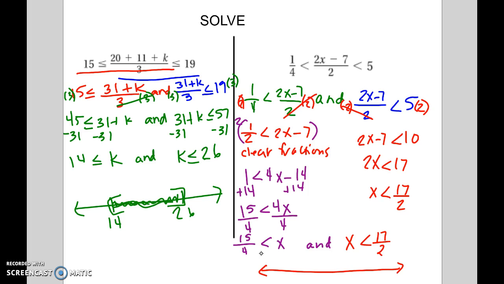In order for me to know where this goes on a number line, I have to change it to a mixed number. So 15 over 4 would be 3 3/4, and 17 over 2 would be 8 1/2. So I know that the 15 over 4 goes first, and the 17 over 2 goes second. So I just want to make sure that I know where it is on the number line. Okay, so x is greater than 15 over 4, parentheses, going this way, less than 17 over 2, parentheses, going this way. So it's shaded in between, which is what we needed to get with an and, so we did it correctly.